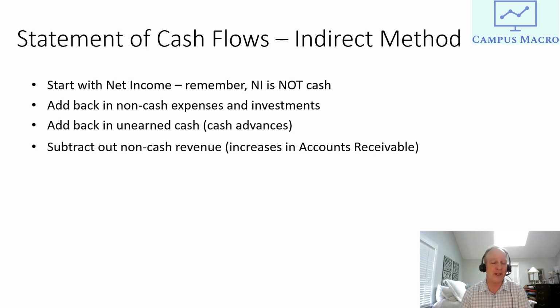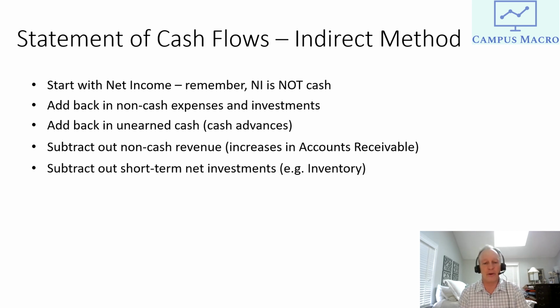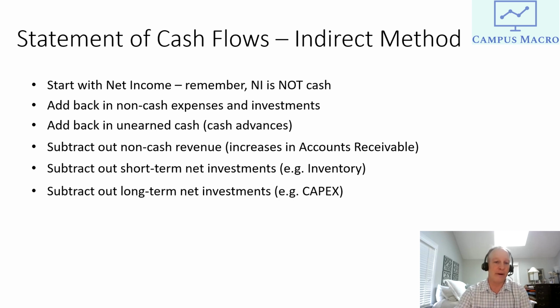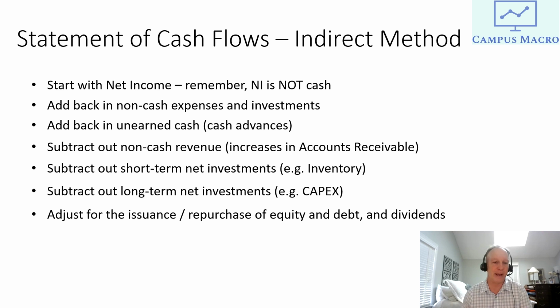There's also non-cash revenue. So anytime you see accounts receivable go up, that means you're booking revenue, but you're not taking in cash. All right. And you have to now subtract out short-term net investments such as in inventory. You have to subtract out long-term net investments, which are in CapEx. So none of these, the inventory or the CapEx, neither of those hit your income statement. So we got to adjust for that. And then at the end, we have to adjust for the issuance and repurchase of equity, debt, and dividends. So that's a lot of stuff to think about. It's much easier when I go through an example.